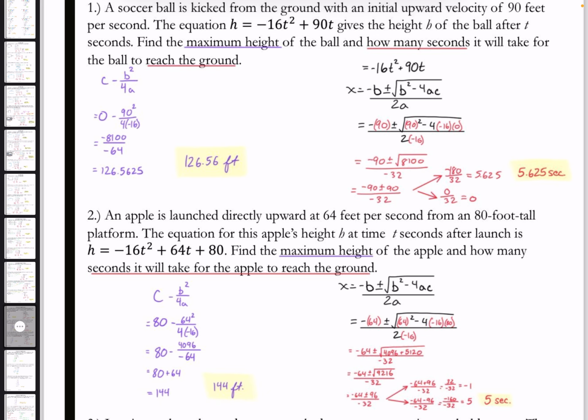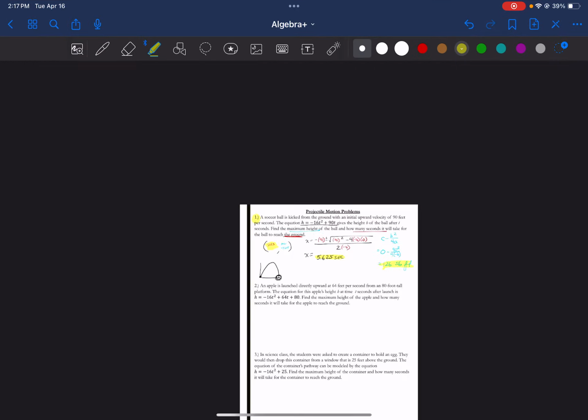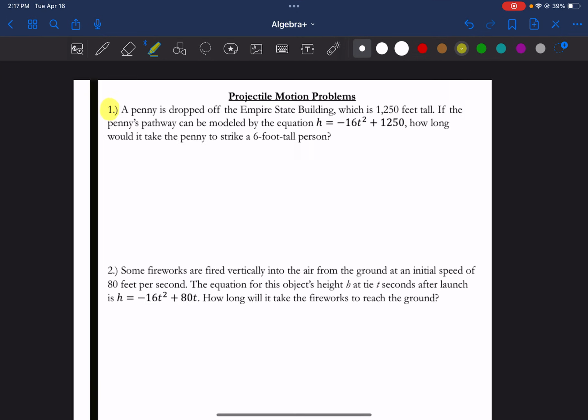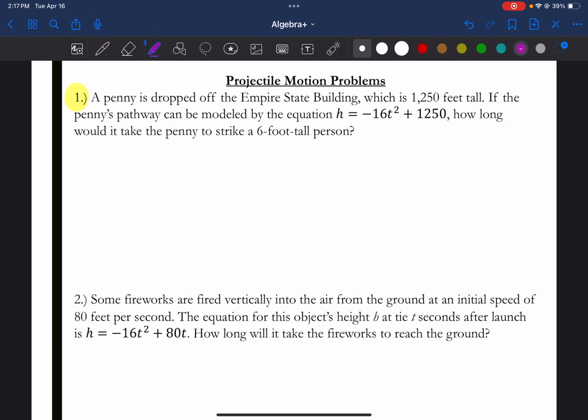Other times, these problems might not say how long does it take to reach the ground. Other times it might be like, well, let's see. It says a penny is dropped off the Empire State Building. Okay, cool. So we have our Empire State Building here. The penny goes from here, and it falls all the way down. Great. If a penny can be modeled by this equation, right, so that's the path it took, how long will it take to strike a 6-foot person?